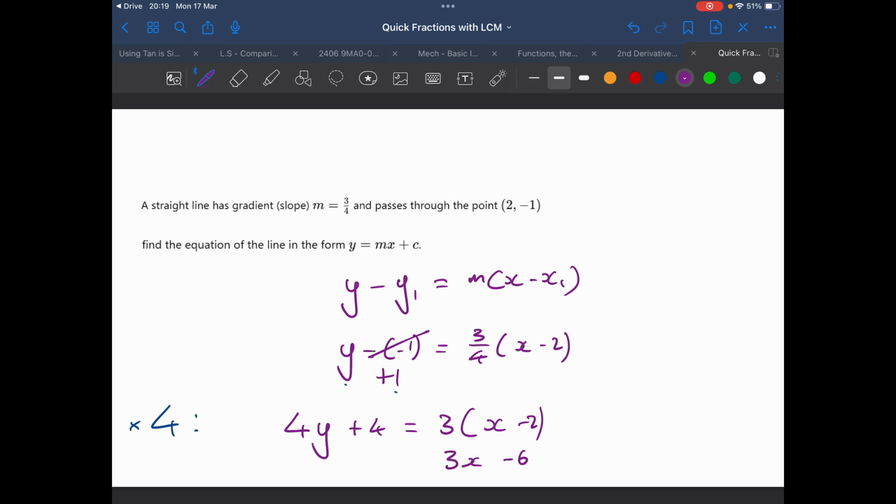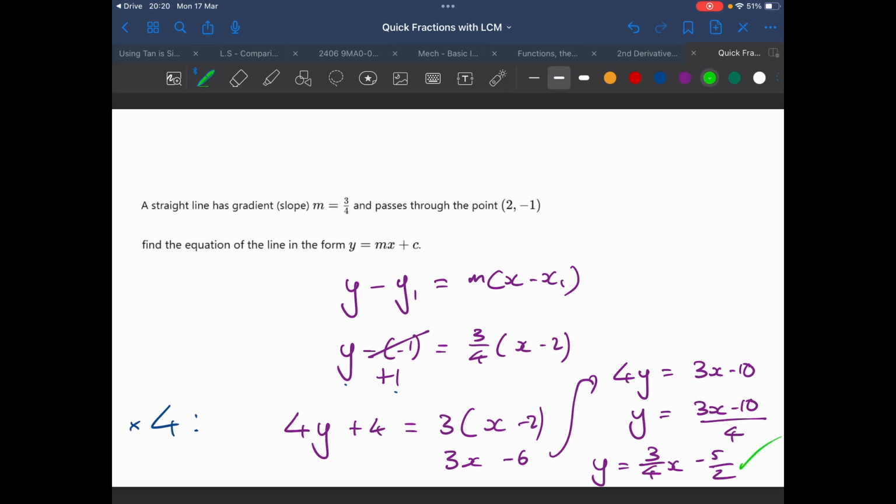3x minus 6. Let's just finish off the question now, shall we? So 4y equals 3x minus 6 minus another one, so 3x minus 10. And y equals (3x minus 10) all over 4. In mx plus c form would be y equals 3/4 x minus 10 over 4, or minus 5 over 2. Okay, so really it's just knowing that, and there may be other situations where I could make the question a bit more difficult, but multiplying by the lowest common multiple will speed it up.